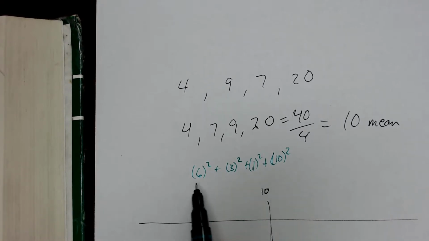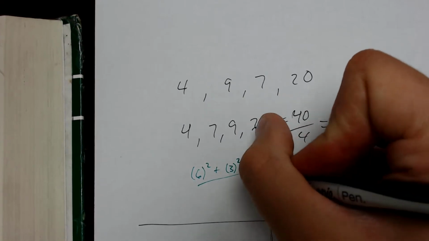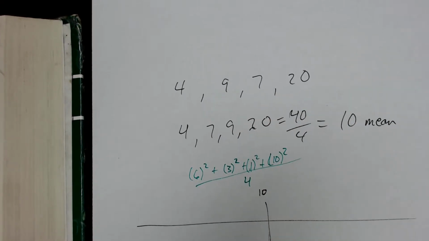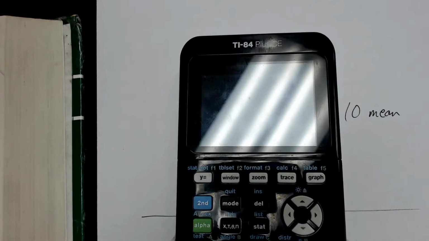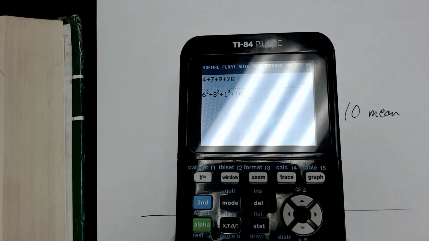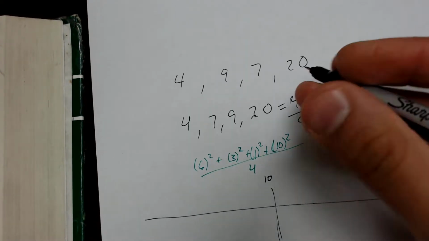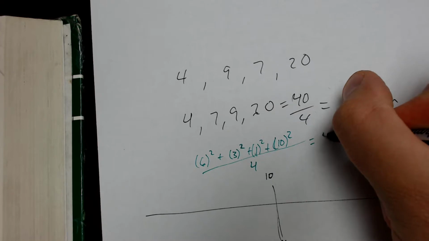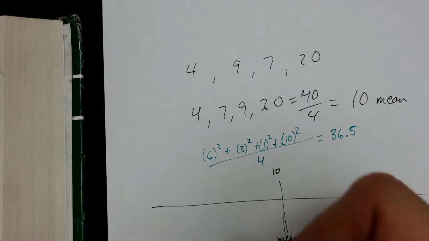So I take all these numbers, square them and add them, and then divide by my number of 4, and that gives me the variance. Let's do that really quick. 6 squared plus 3 squared plus 1 squared plus 10 squared gives 146, divided by 4 equals 36.5. So my variance is 36.5.